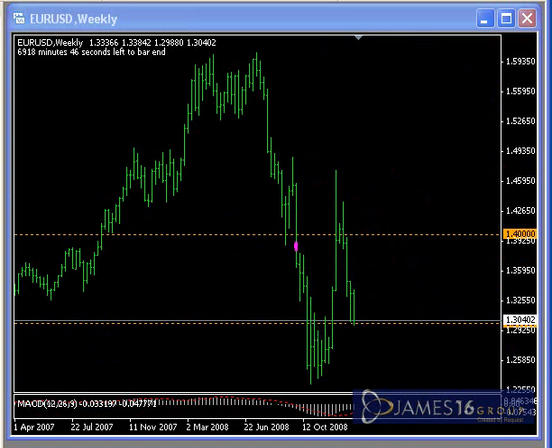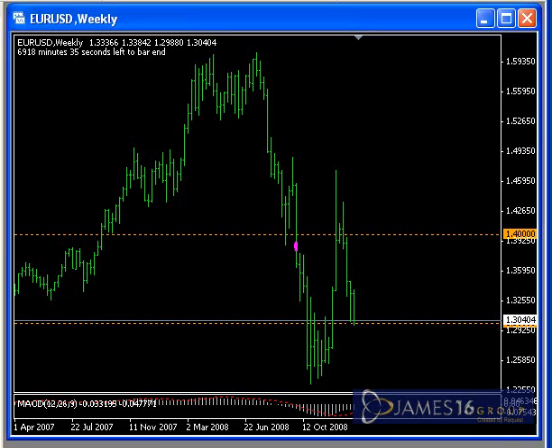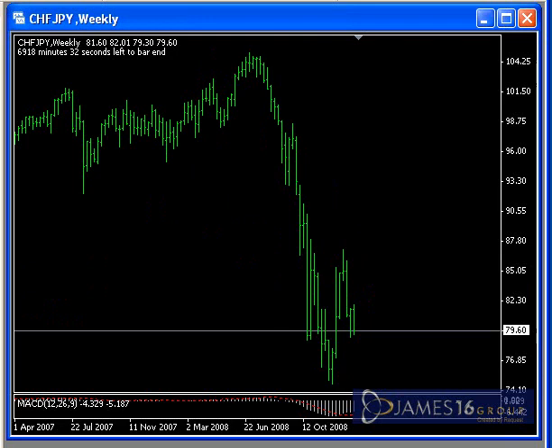Okay, so Bob wants to check out the Swiss yen pin. All right, so let me pull that up. And again, I'm assuming, okay, yeah, the weekly pin. So again, let's look at here what happened. We have a pin bar. So yes, technically this is a pin bar.